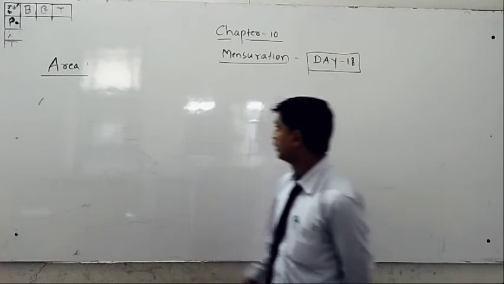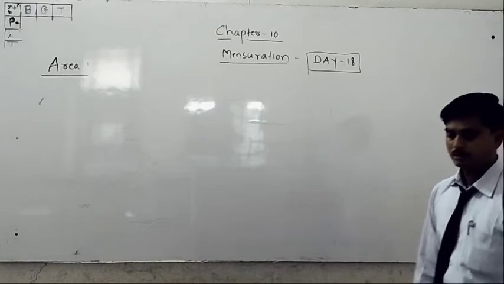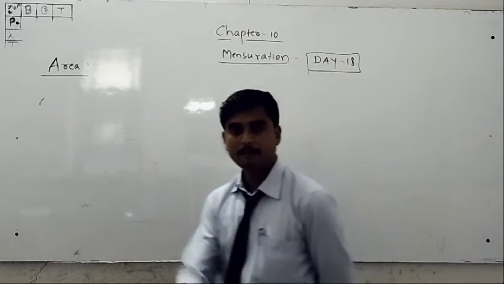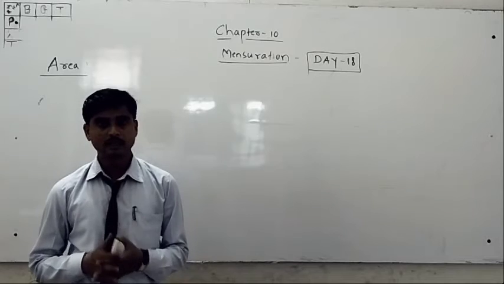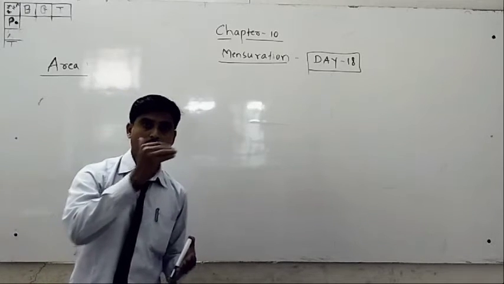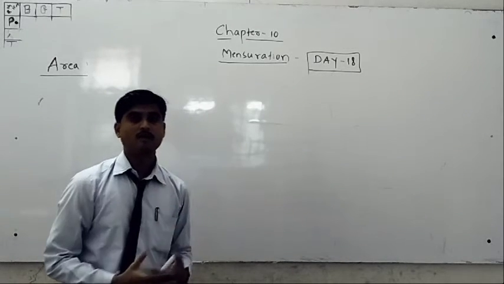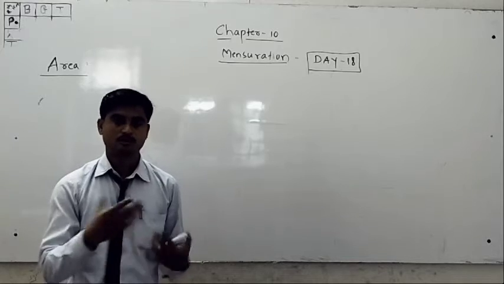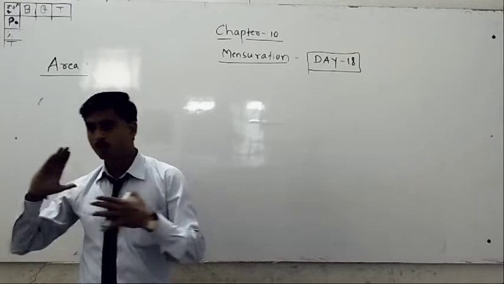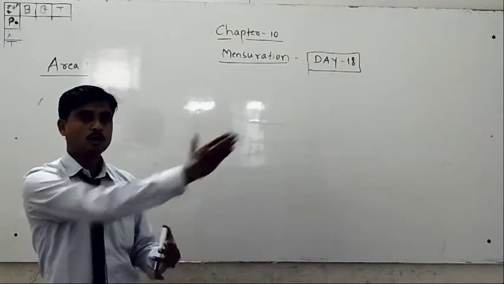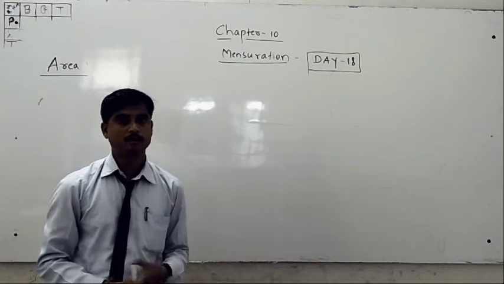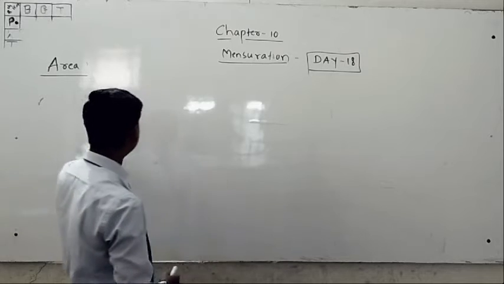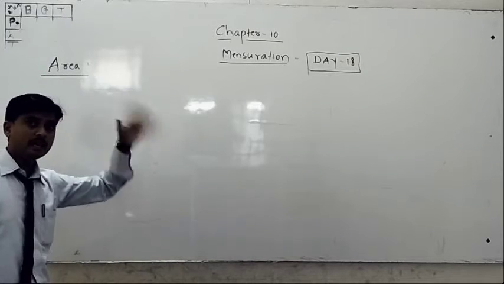Now I will ask some questions. What is the perimeter? Perimeter is the total length of the boundary of a figure. Only counting the total length of the boundary of the figure is called perimeter. But then what is the area? Area means what?